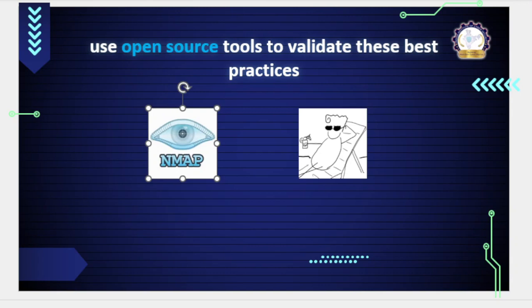First one, certificate verification. We have to verify that the SSL/TLS certificate is valid and issued by a trusted certificate authority. An invalid or self-signed certificate can make your API vulnerable to man-in-the-middle attacks.